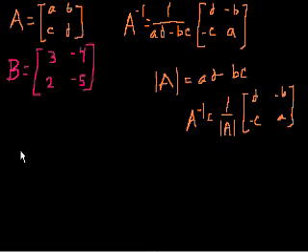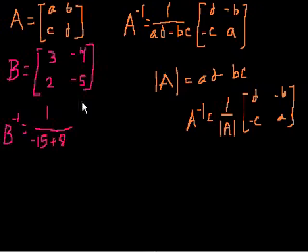Let's calculate B inverse. So B inverse is going to be equal to 1 over the determinant of B. What's the determinant? It's 3 times minus 5 minus 2 times minus 4. So 3 times minus 5 is minus 15. Minus 2 times minus 4: 2 times minus 4 is minus 8, but we're going to subtract that, so it's plus 8.